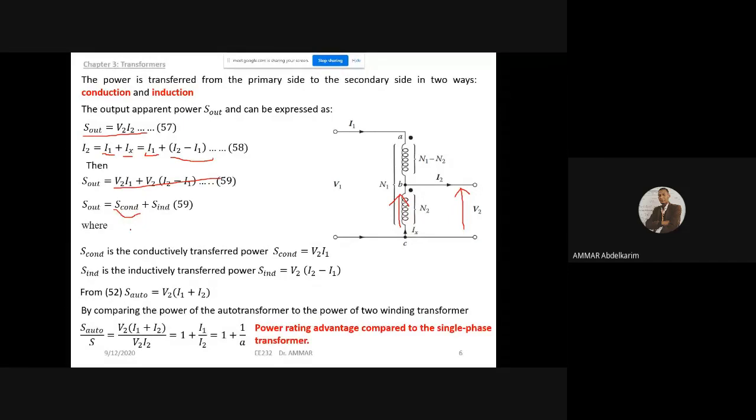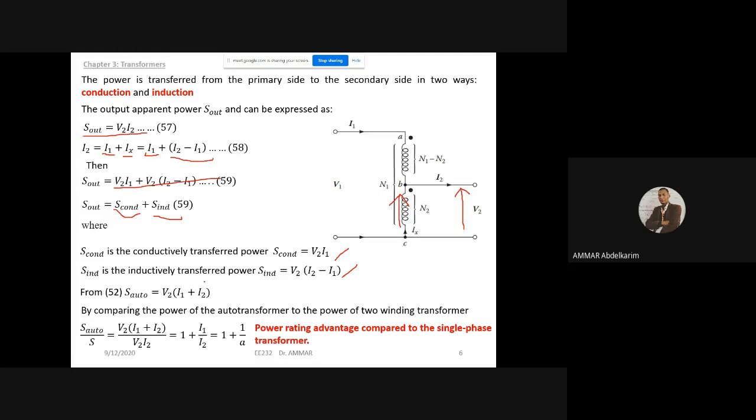The first term is the conduction power plus the induction power. So S cont is the conductively transferred power. It has been transferred by wires. Induction is the inductively transferred power. This power has been induced. So this power equals V2 I1, and this power equals V2 times (I2 minus I1).